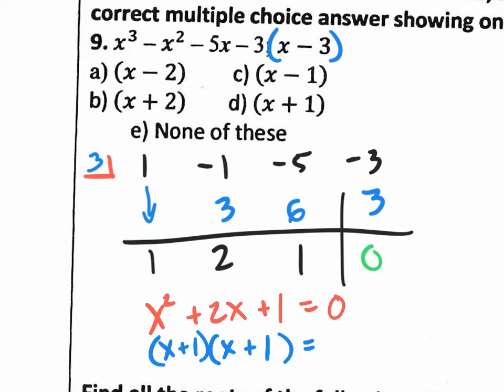So when you split them, wait, what do they want us to do? Oh, they want us to write it in factored form. They don't want the answers, right? So I'm not going to split them. Those are the factors. So what's the answer to number 9? D. Boom.